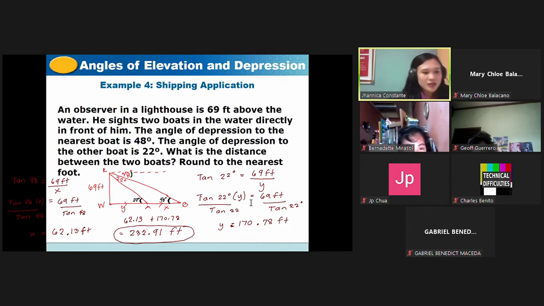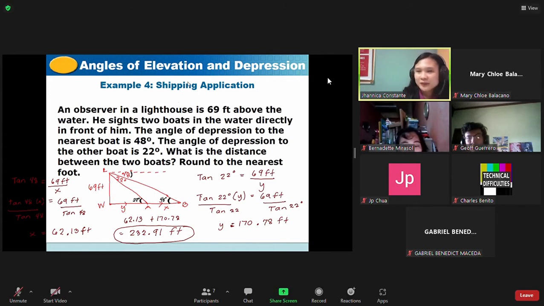Any questions in this example that we have? Okay na? Can I clear the screen? Okay na for this example?